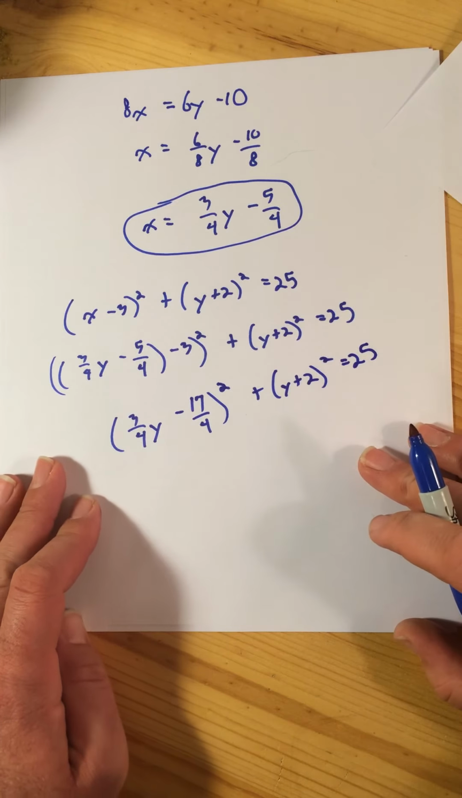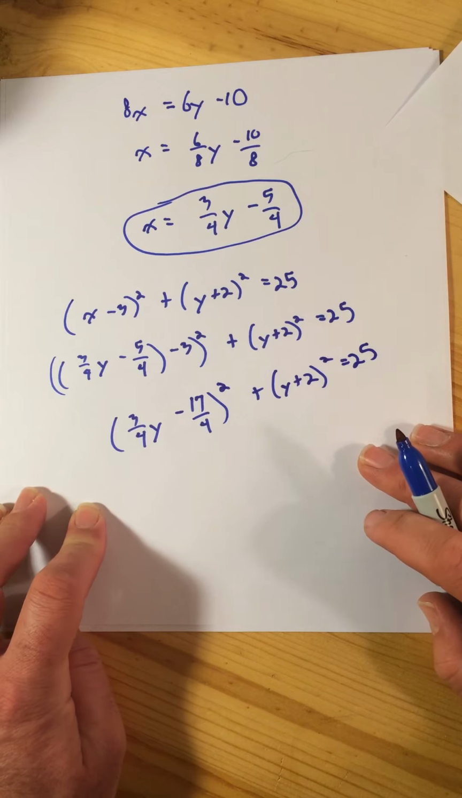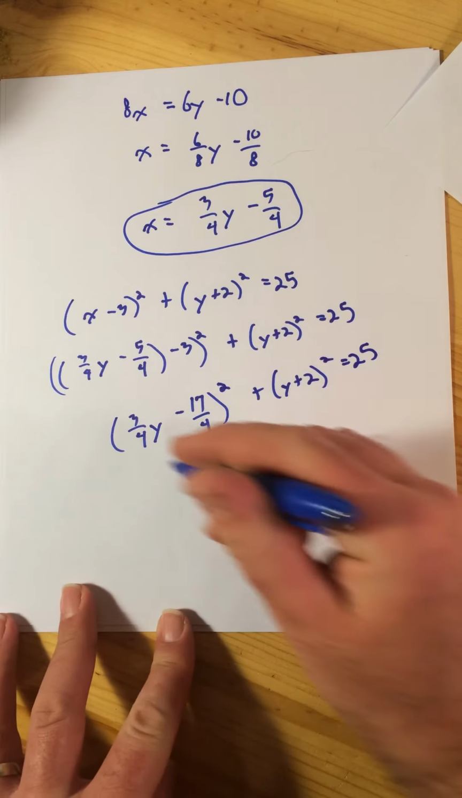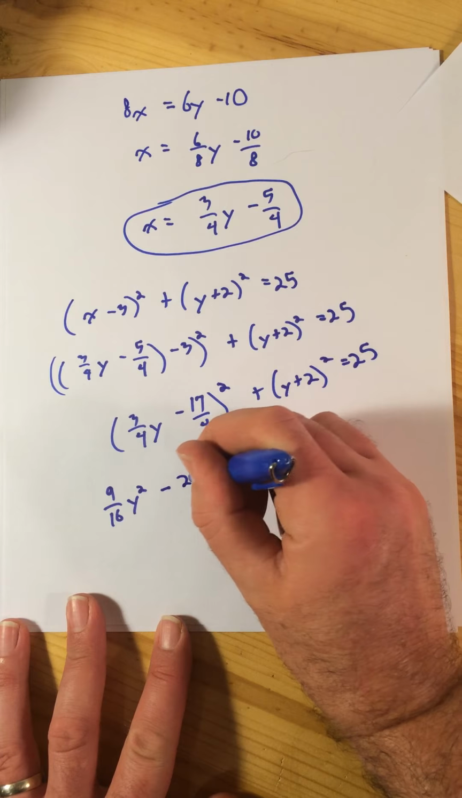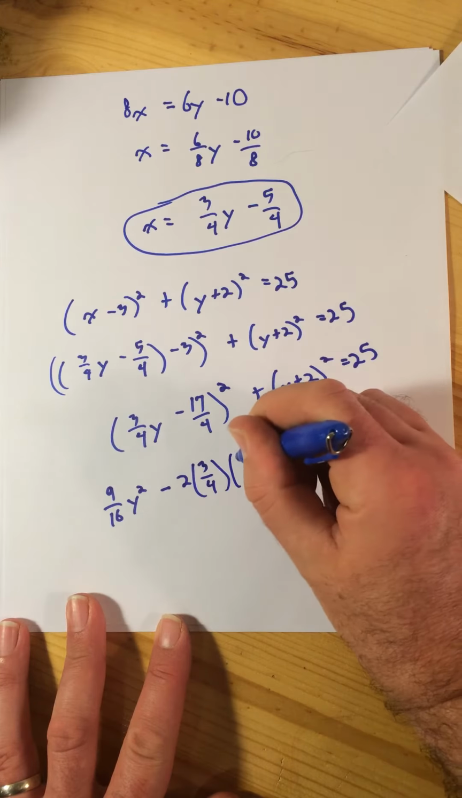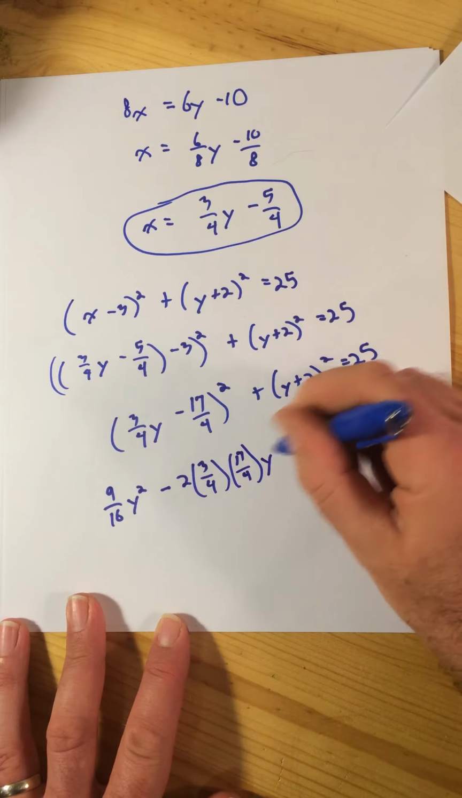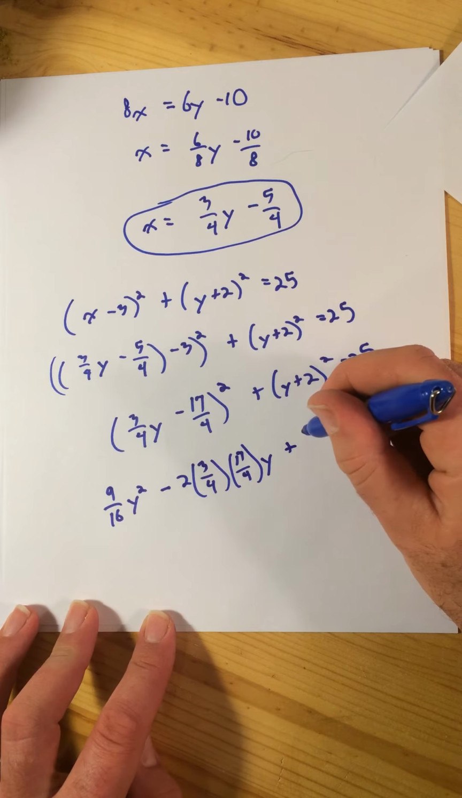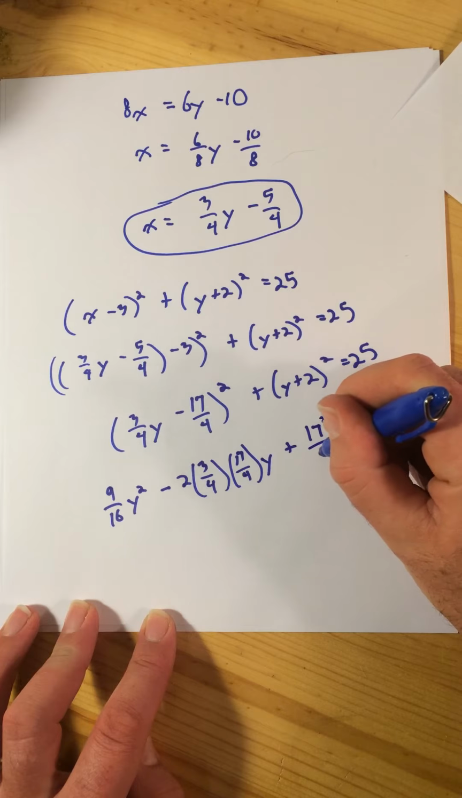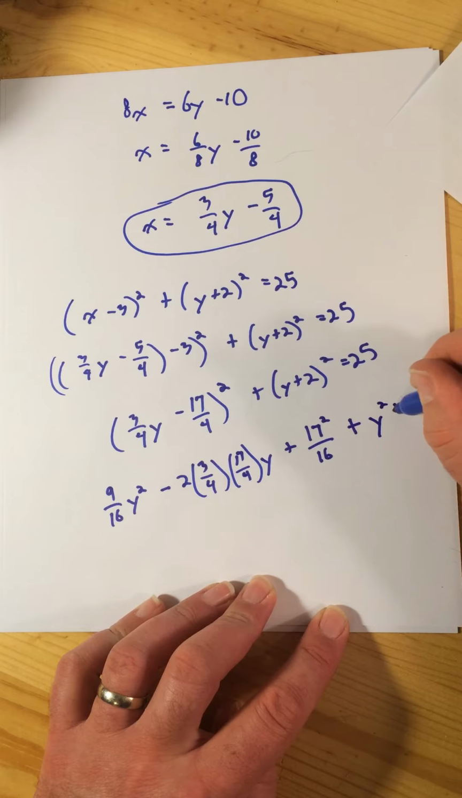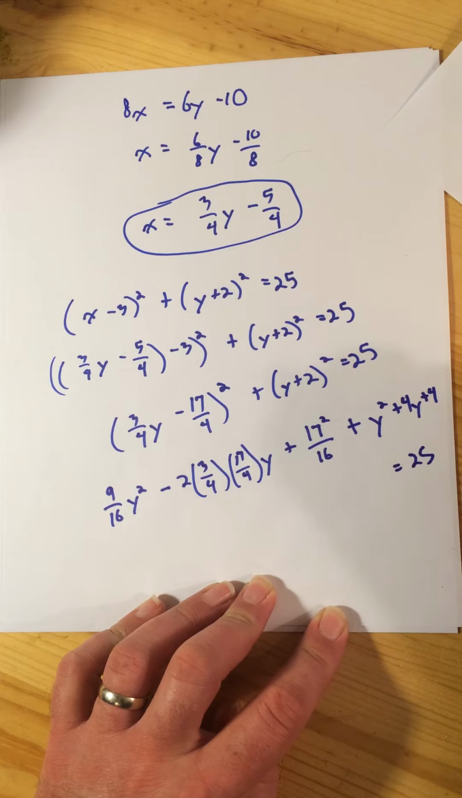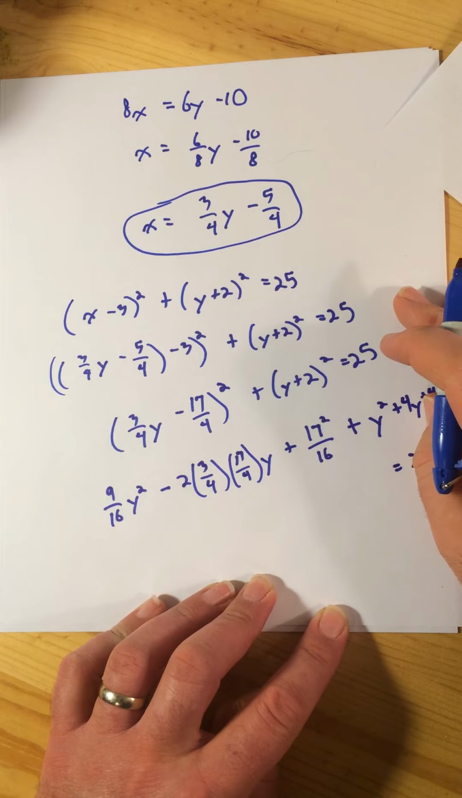Let's simplify it as far as we can before we start squaring it out. And now let's square it out. I'm going to get 9/16 y squared from the first term. I'll get the cross term twice, so I'll get minus 2 times 3/4 times 17/4 y. And I'll get the last term squared, which will be 17 squared over 16. Now for this part, I'm going to get y squared plus 4y plus 4, and all of that's equal to 25. So we need to collect up some like terms here.